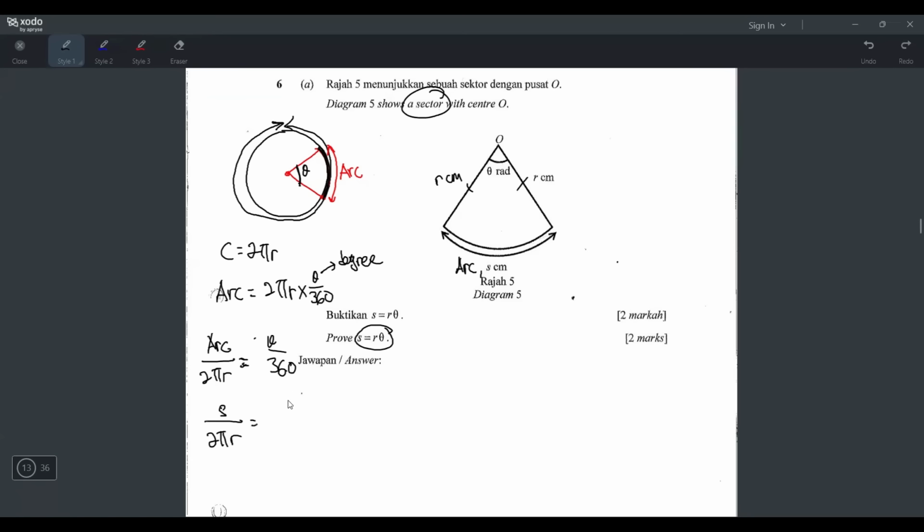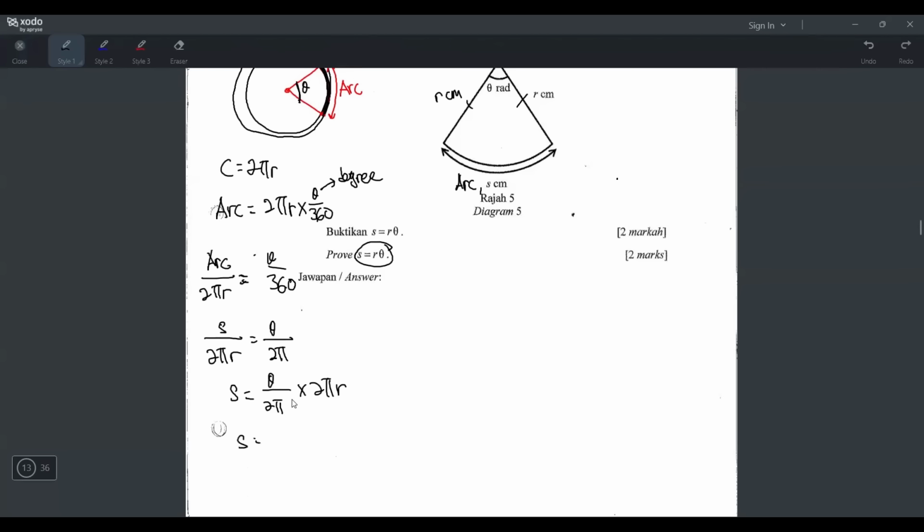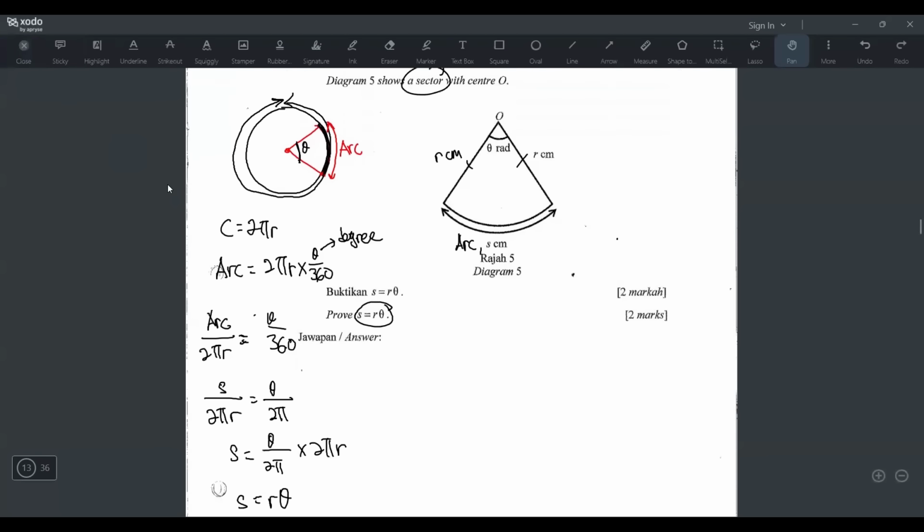Okay, equals to theta over 360, but instead of the 360, it becomes 2 pi already, because this theta is in radian, and 360 degree in radian is 2 pi. Okay, so now it becomes S equals theta over 2 pi times 2 pi r, right? And then the 2 pi boleh potong, and when you potong, you left with S equals theta times r, which is theta r ataupun r theta lah. Okay, so this formula is the same as the arc formula, S equals r theta. So you can just write proven here. So this is how you prove the arc formula.